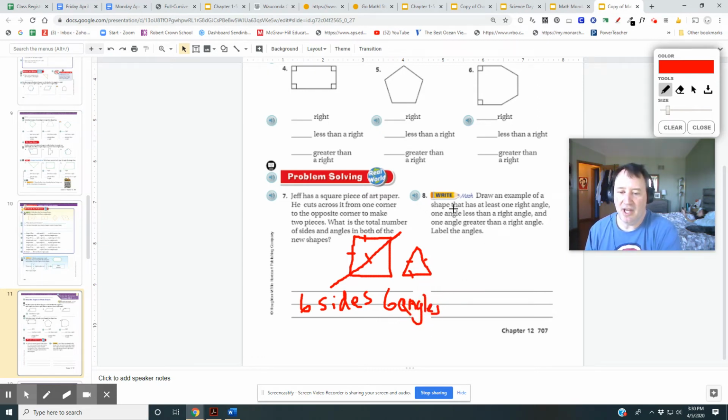Draw an example of a shape that has at least one right angle, one angle less than a right angle, and one angle greater than a right angle. Label the angles. Okay, so one right angle.